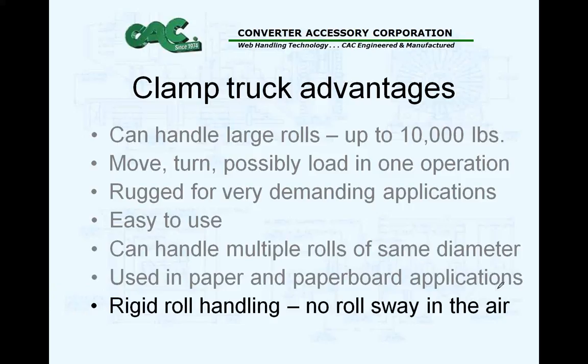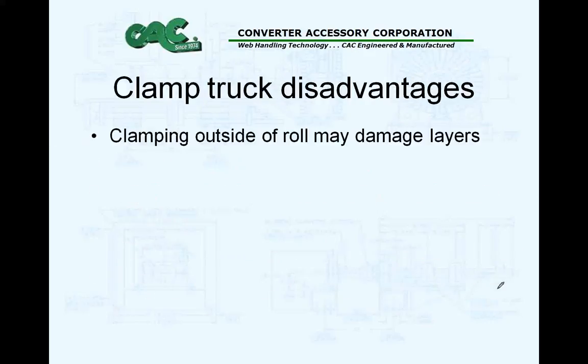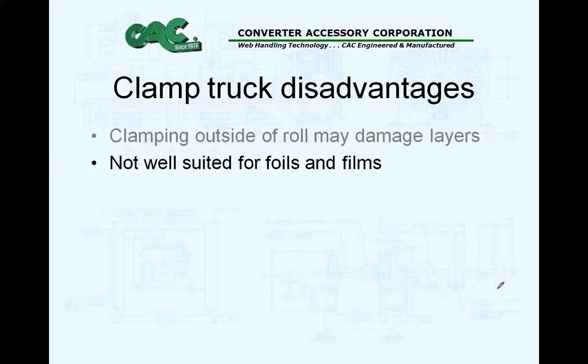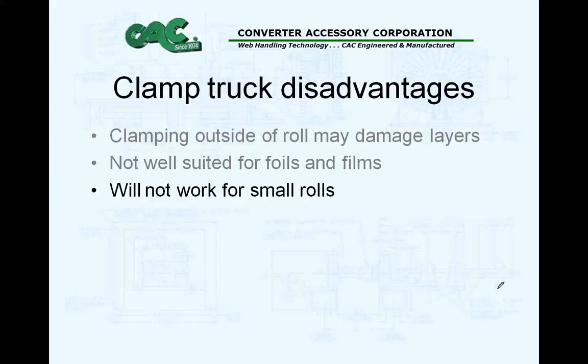The connection of the roll to the fork truck itself is a rigid connection, so there's no roll sway. I'm going to show you some other fork truck mounted devices that have a flexible mount where you may get some roll sway, so I'll define what that is later on. Some disadvantages: you're grabbing the roll from the outside, so you could damage the outside layers of some materials, so for that reason they're really not well suited for foils and films.